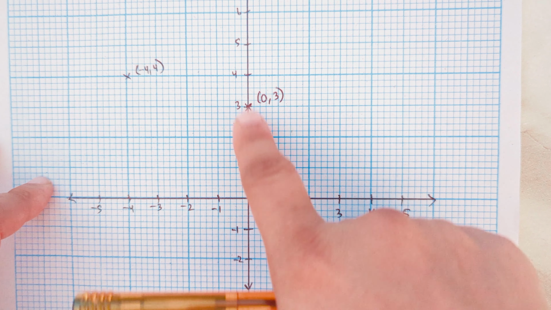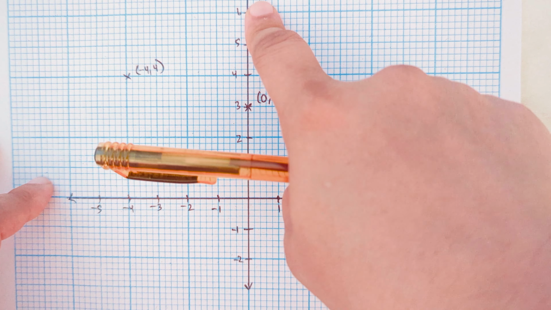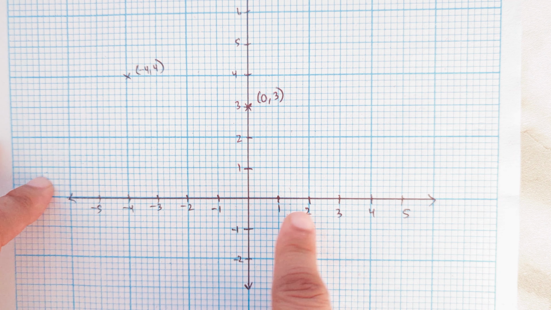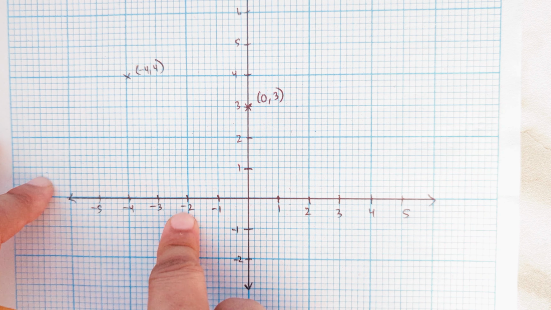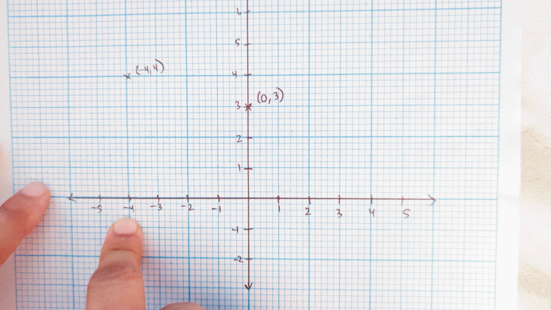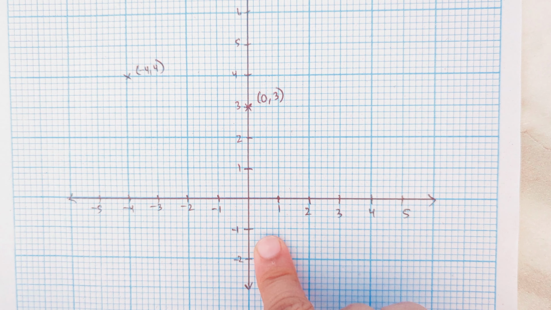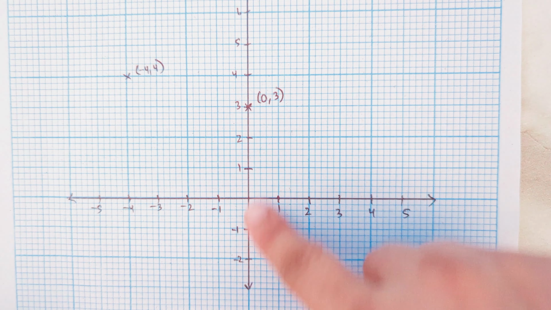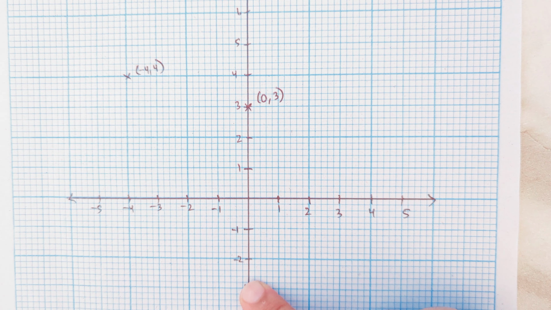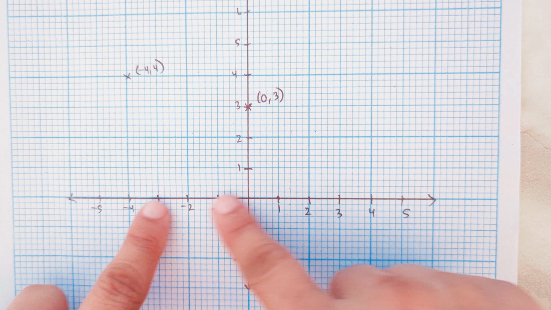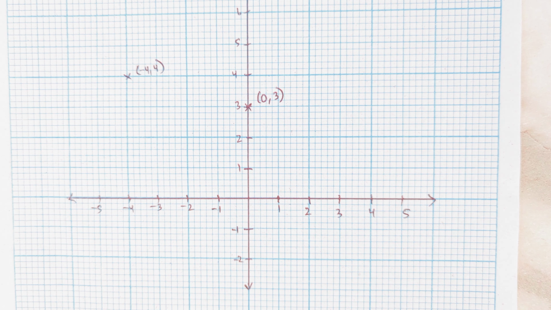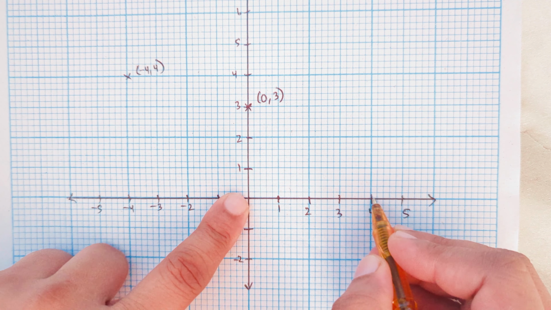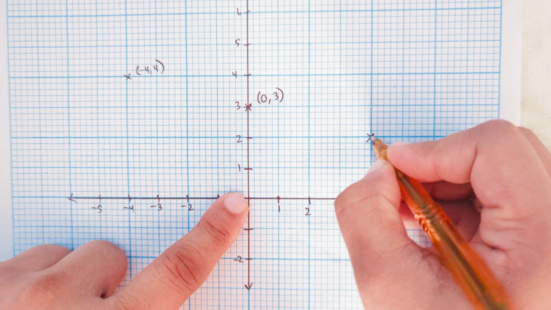0 comma 1, 0 comma 2, 0 comma 3, 0 comma 4, 0 comma 5, 0 comma 6. 1 comma 0, 2 comma 0, 3 comma 0, 4 comma 0, 5 comma 0. Similarly, minus 1 comma 0, minus 2 comma 0, minus 3 comma 0, minus 4 comma 0. Similarly, here it's 0 comma minus 1, 0 comma minus 2. So on the y-axis, all the first coordinates, the x coordinates, are 0. On the x-axis, all the y coordinates, the second coordinate, are 0. The third point is 4 comma 2. For 4 we will go to the right and for 2 we will go up. So this is the third point we are having.